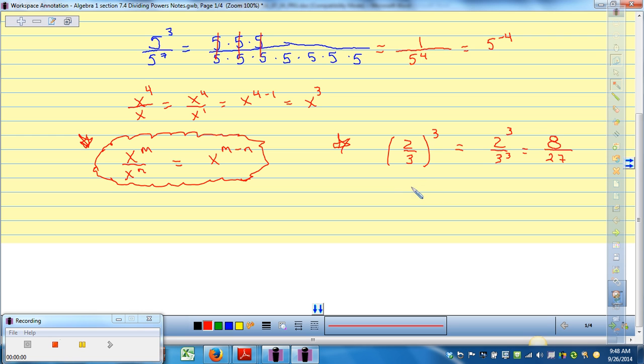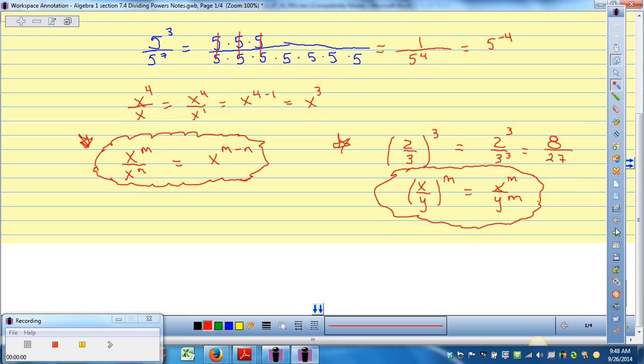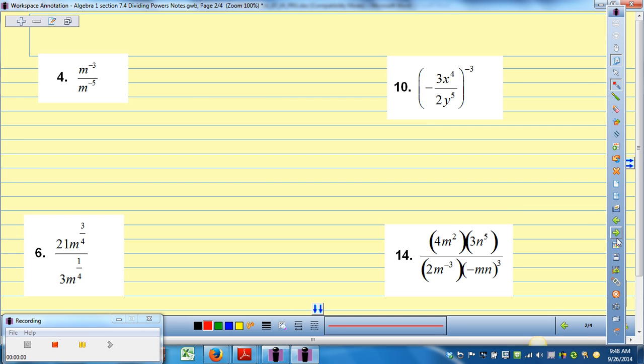So now, if I have x over y to the m, this becomes x to the m over y to the m. So there's our second rule for today. So these are the 2 new things that are being added to everything we've been doing so far. Okay? So now, let's go and do these problems that we're doing now, which are your homework problems for the weekend. Okay, so we're going to get through them right now.